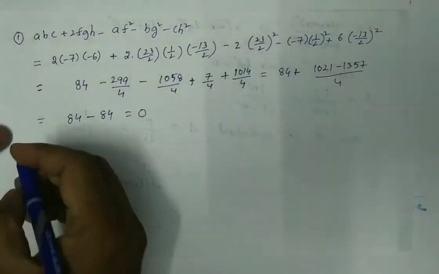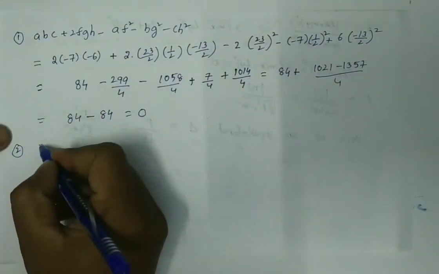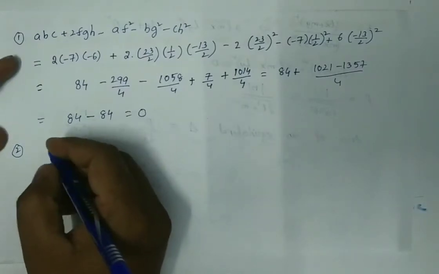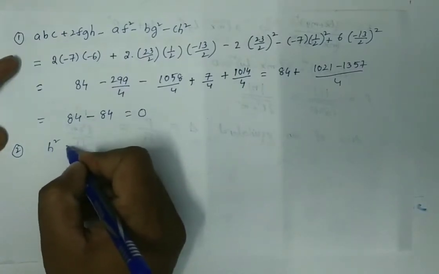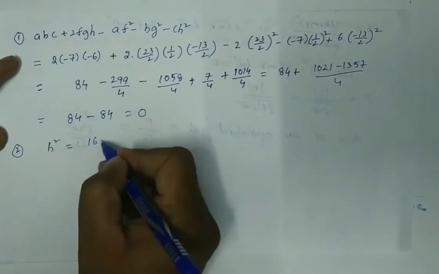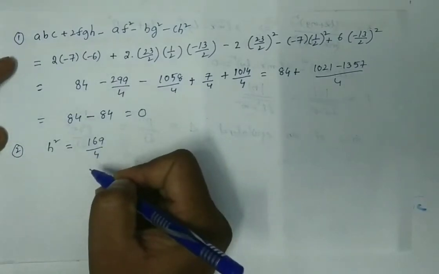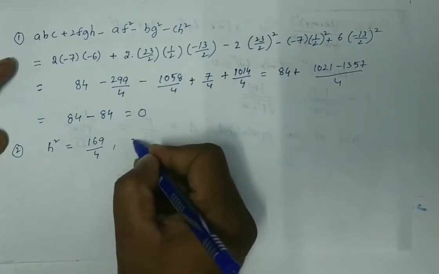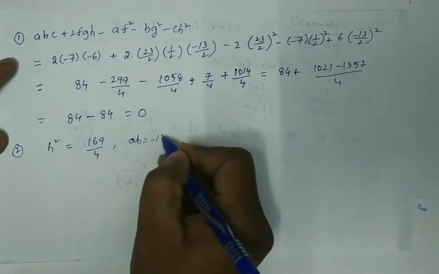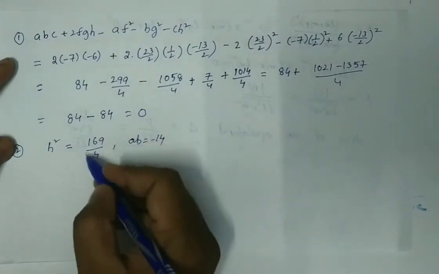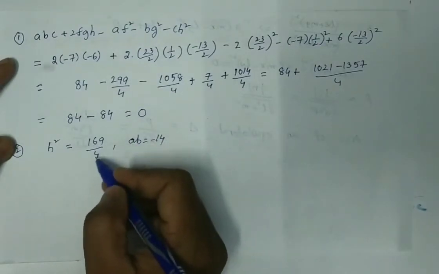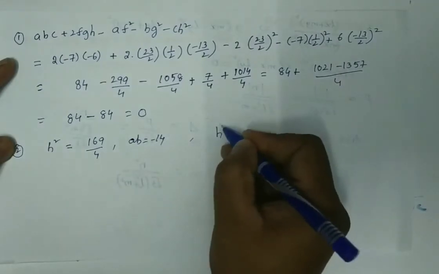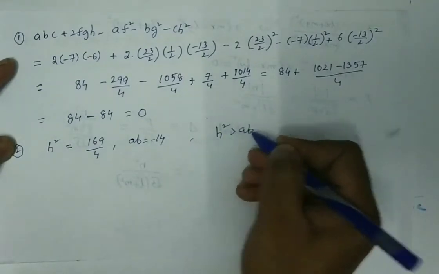Next, let us see the second condition, which is h square greater than or equal to ab. First we have to find h square. H square is nothing but 169 by 4. Next ab. ab is nothing but minus 14. Here h square is 169 by 4, which is positive, and ab is minus 14, which is negative. Therefore, h square is greater than ab.